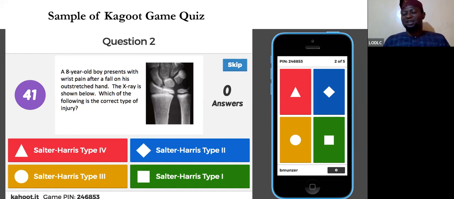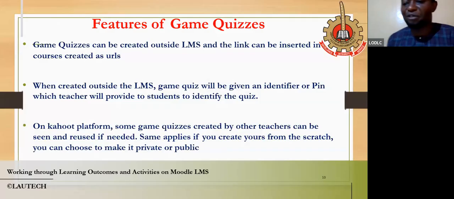It can be embedded on the LMS or outside the LMS. So features of game quizzes: we have some game quizzes that can be created outside the LMS and they can be inserted in the course.